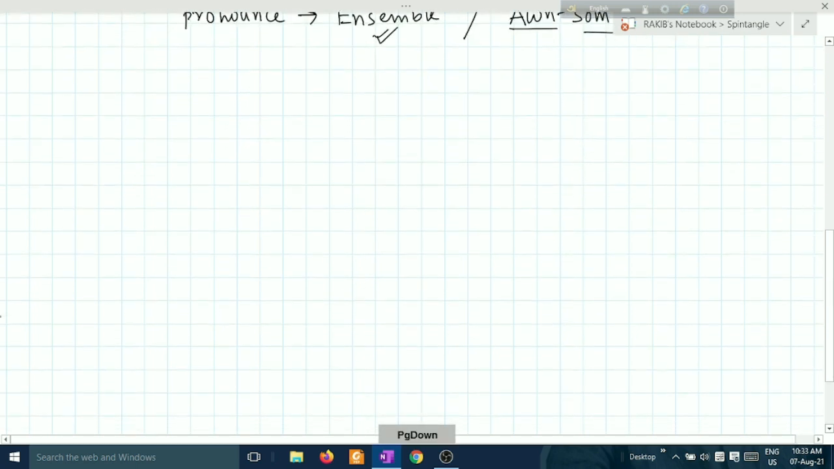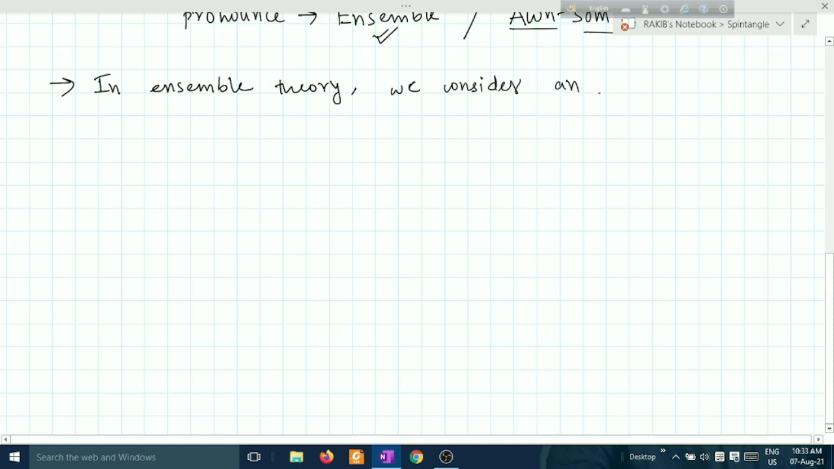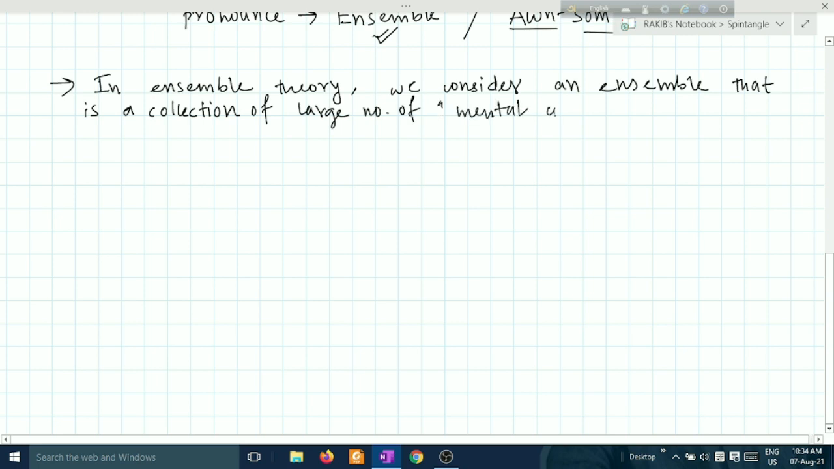Now, write a point. In ensemble theory, we consider an ensemble. Ensemble means a collection, a group. An ensemble is a collection of a large number of mental copies of the original system.